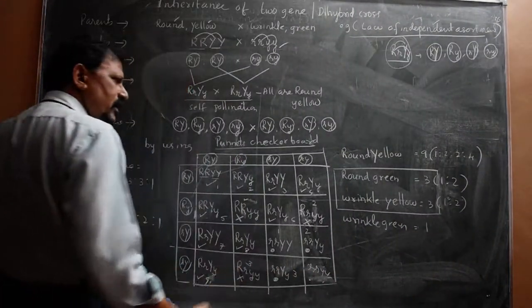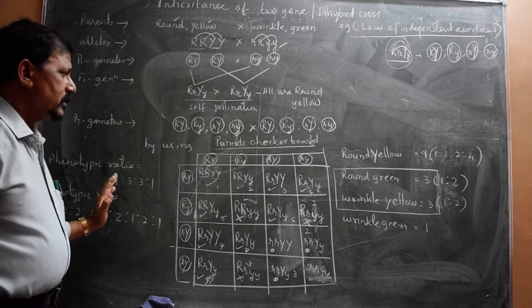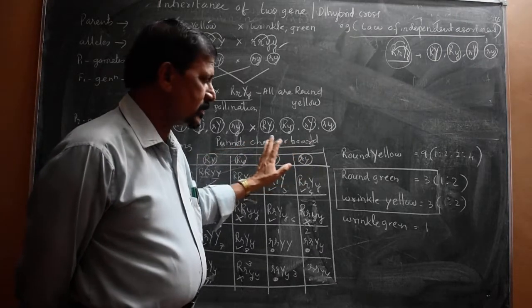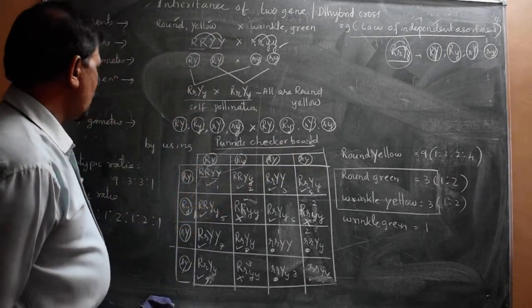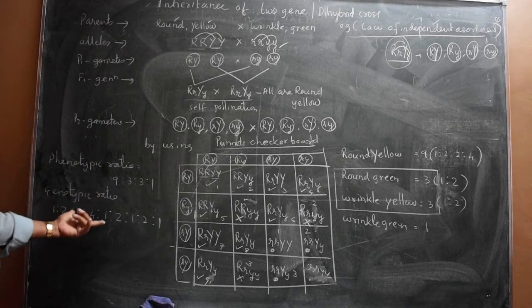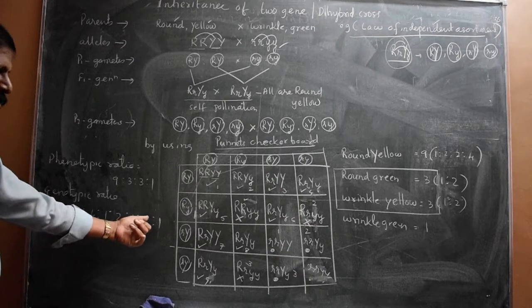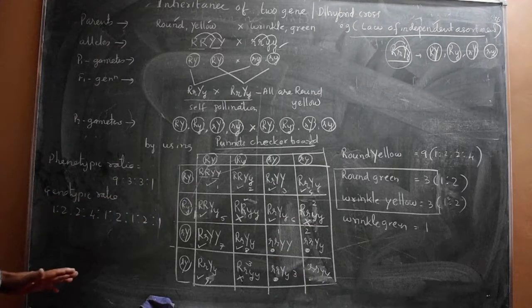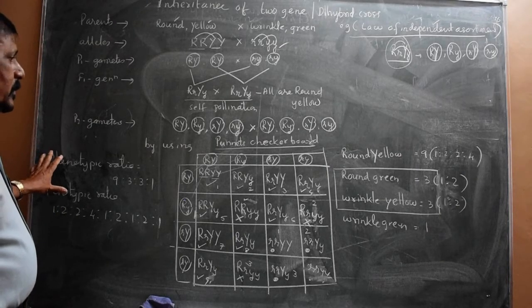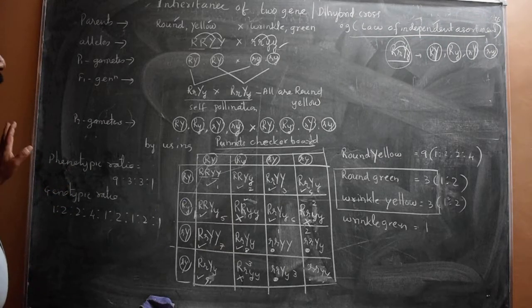So this is the cross we made by using Punnett's checkerboard system, and finally we got the phenotypic ratio 9 is to 3 is to 3 is to 1, and the genotypic ratio 1 is to 2 is to 2 is to 4 is to 1 is to 2 is to 1 is to 2 is to 1. So this is the genotypic ratio. So remember this is the dihybrid cross or inheritance of 2 genes.